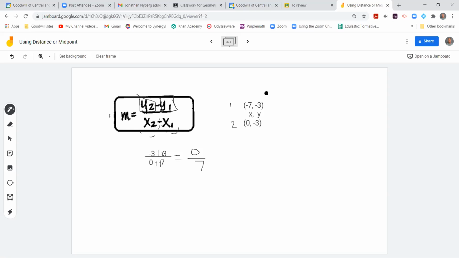If I did it the other way, and decided that this is the first one and this is the second one, it really does not matter in the least. So -3 from the second one minus -3 from the first one, those are still my Y values. -7 minus 0.